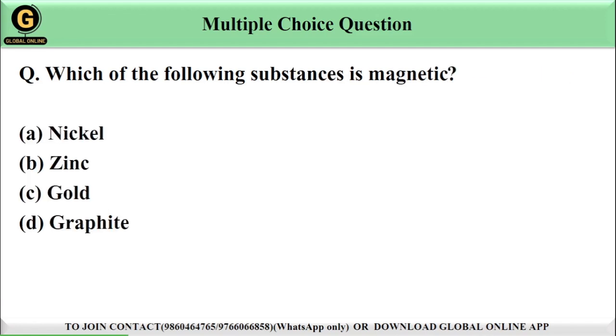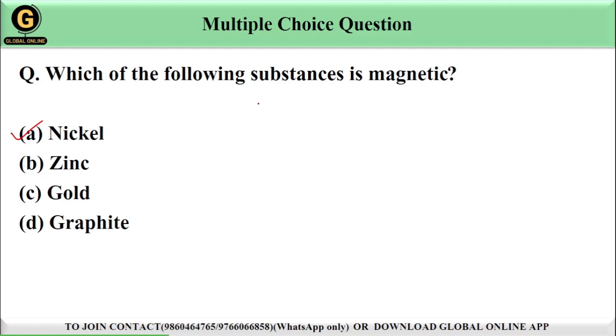Which of the following substances is magnetic? We have options here. Option A, nickel. Option B, zinc. Option C, gold. Option D, graphite. The correct answer for this question will be option A, nickel. The reason is nickel is a magnetic material due to its ferromagnetic properties, meaning it aligns with the magnetic field. Other options like zinc, gold and graphite are non-magnetic and do not exhibit this behavior. Hence the correct answer is option A, nickel.